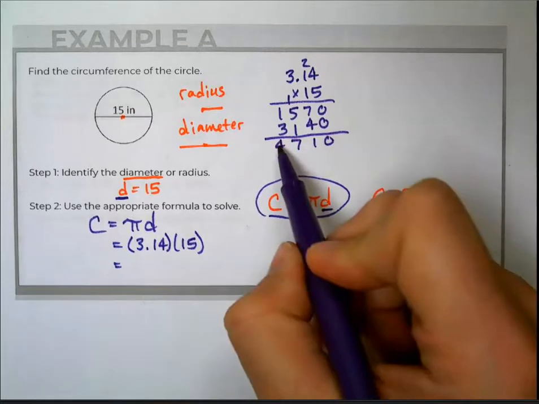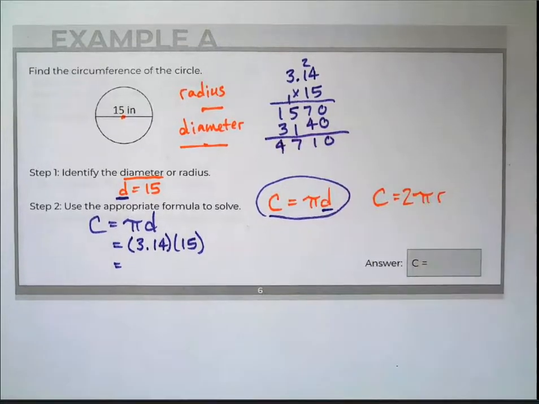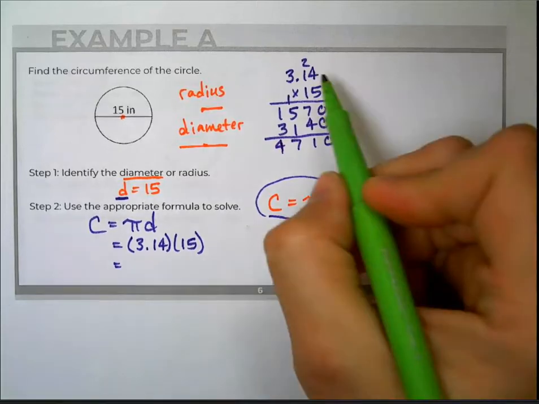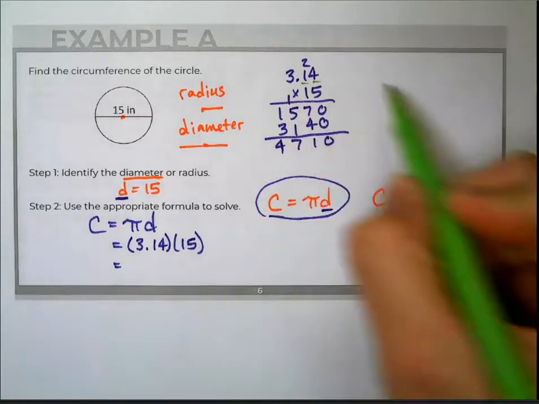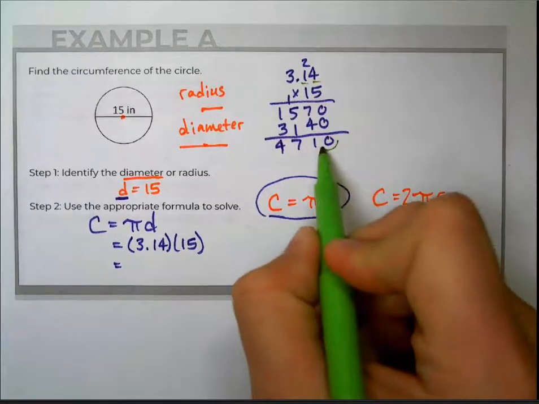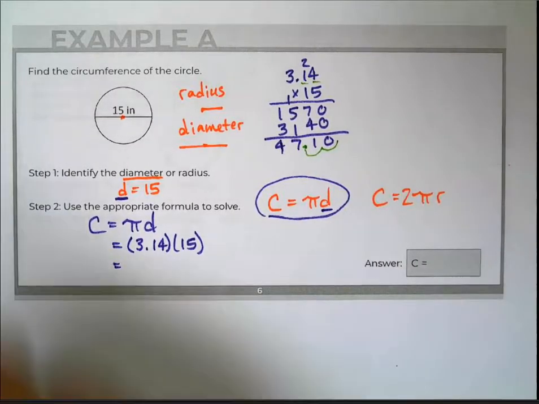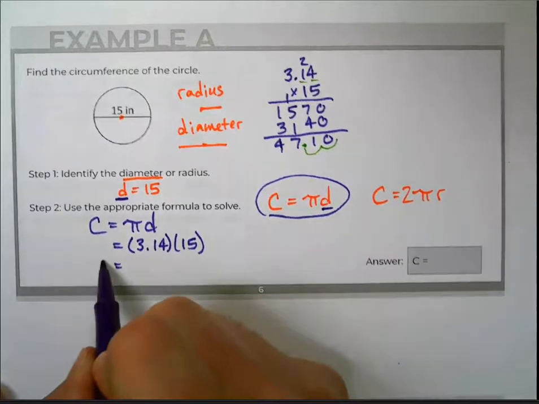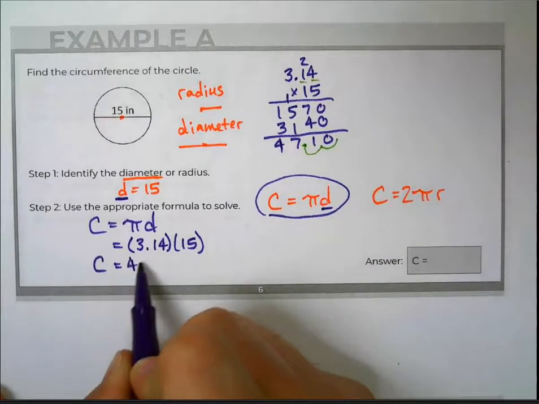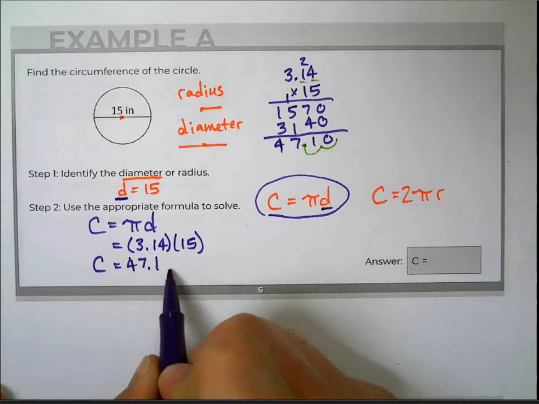You have 4710. But decimal, don't forget, you have two numbers behind the decimal in the problem, so 2 in your answer. So your circumference would equal 47.1 inches.